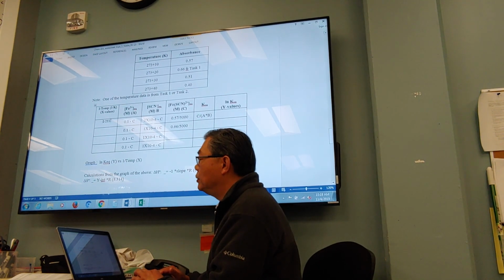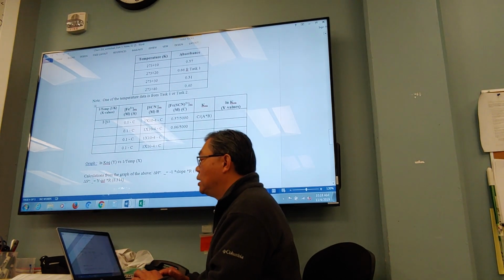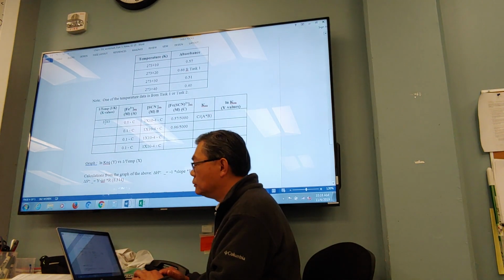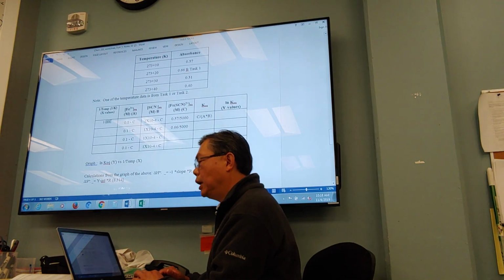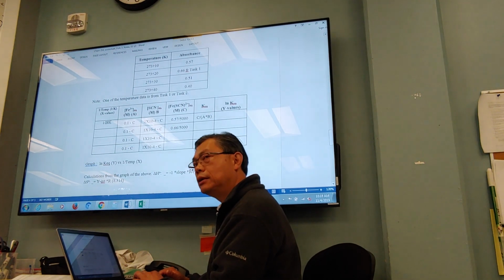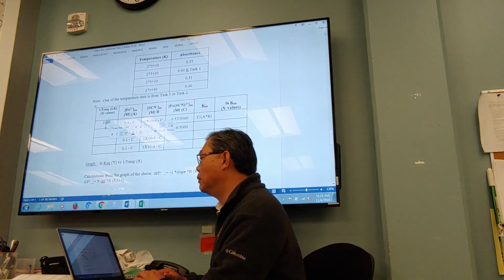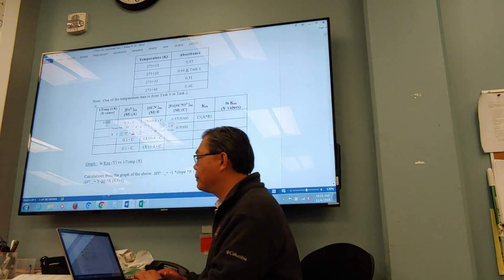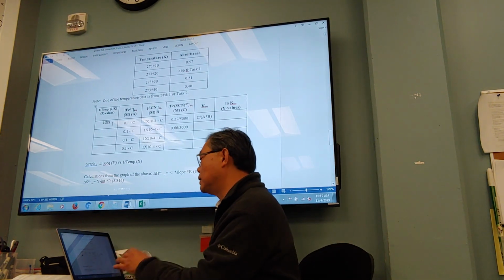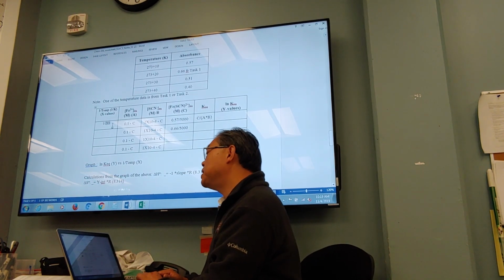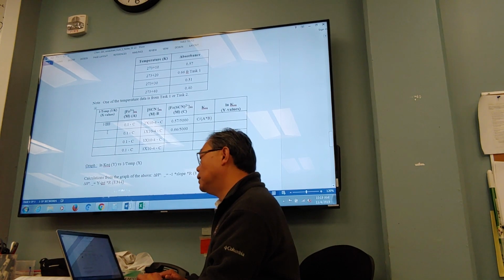So 1 over 283, whatever that number may be. How many sig figs should we have? 283, that's 3. Of course, 1 is 1 sig fig, but that is not counting, it's the inverse. So it should be at least 3 sig figs for all these numbers.